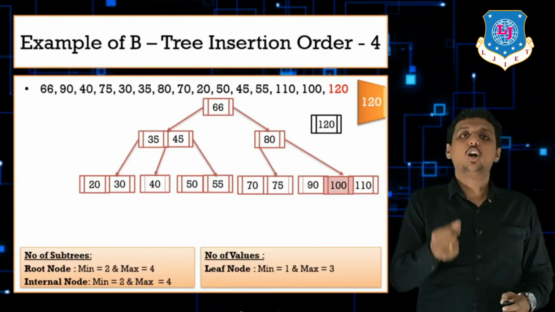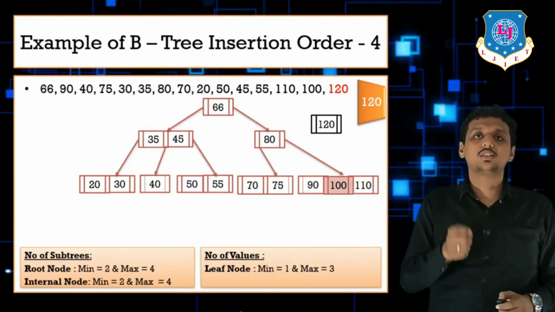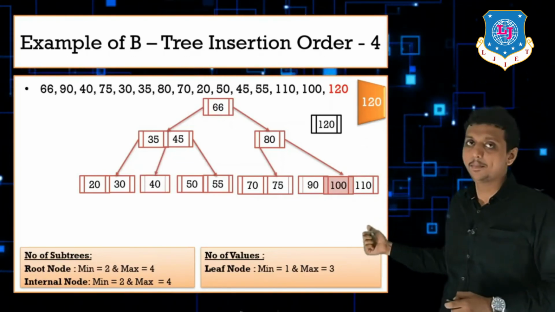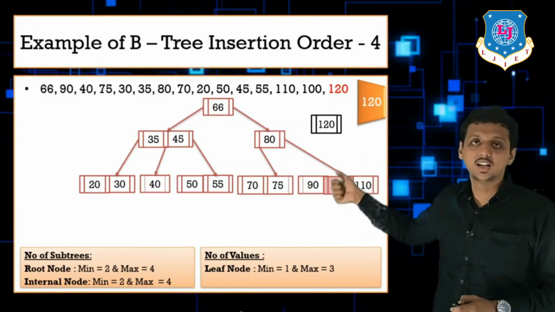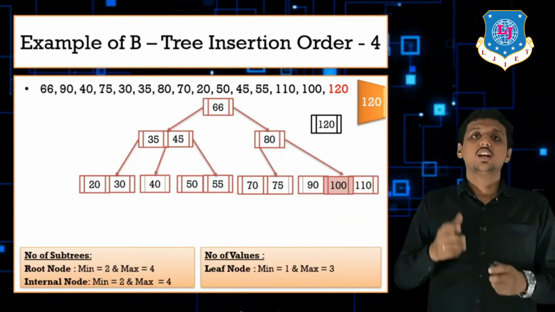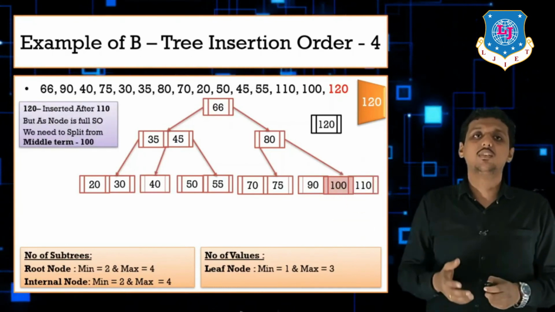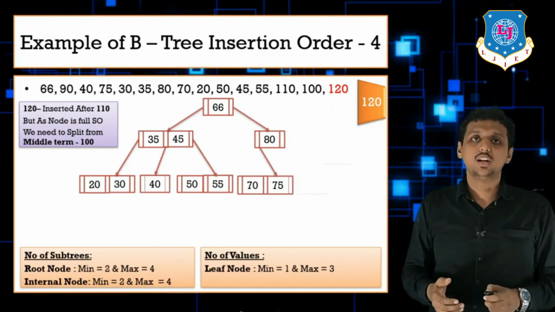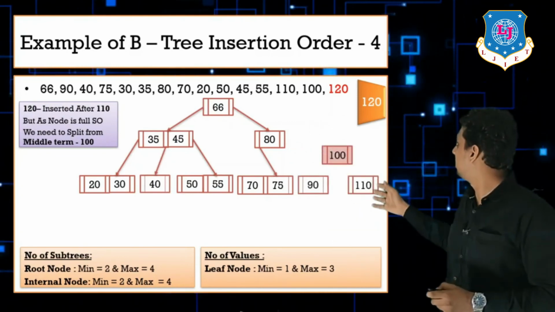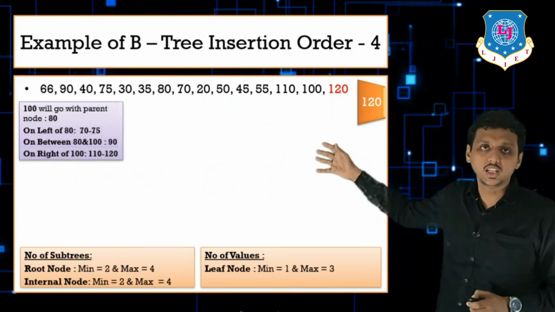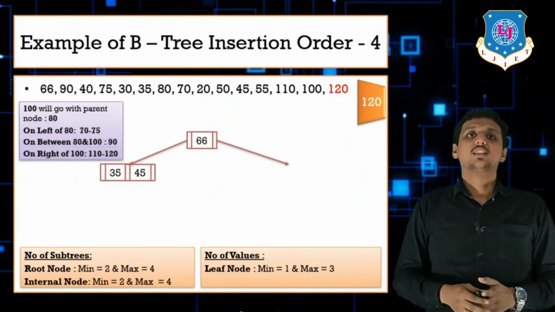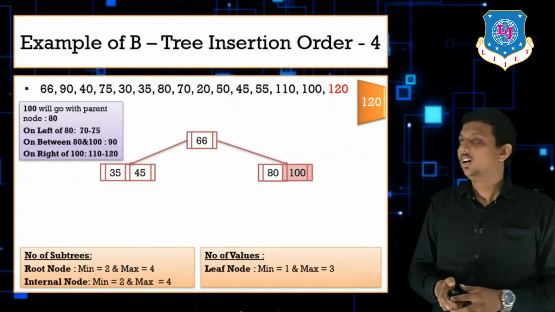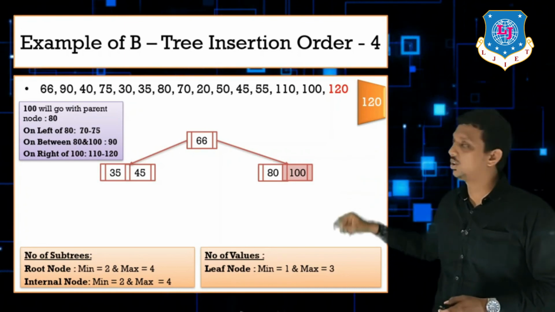Now tell me, who is the parent node for 100? That is 80. So students, 100 will just move one level up and be connected with node 80. So here, see, this is the figure. 100 and 80 will be connected together.